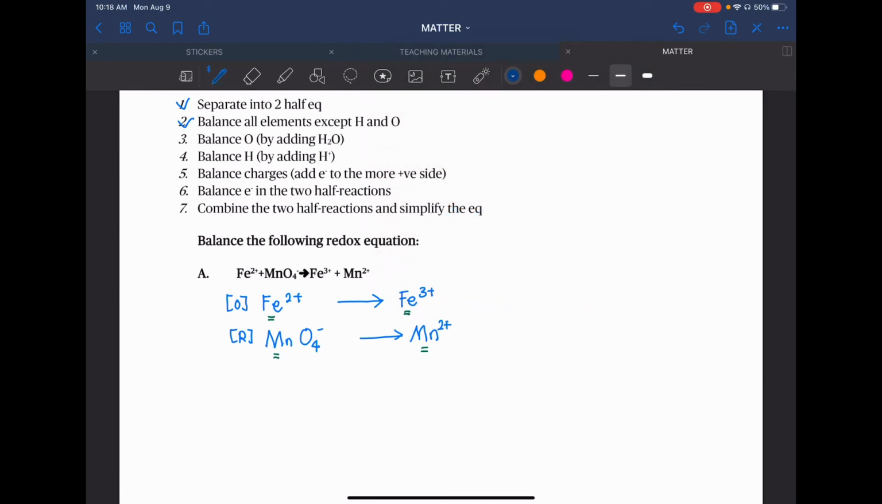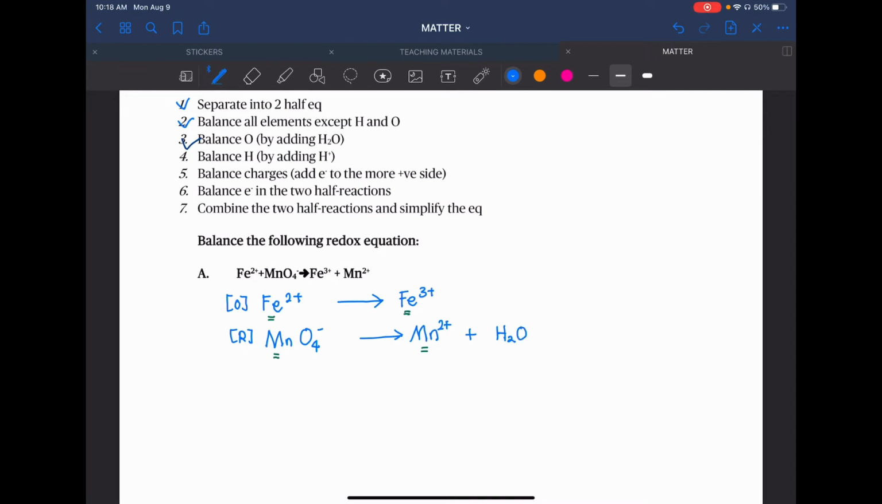Next, we are going to balance oxygen by adding water. So sekarang baru kita boleh balance oxygen. So the first equation no oxygen, so you don't have to do anything. So for the second equation, since you have 4 oxygen, okay, so we are going to add water. So kita akan tambah water di sebelah kanan.